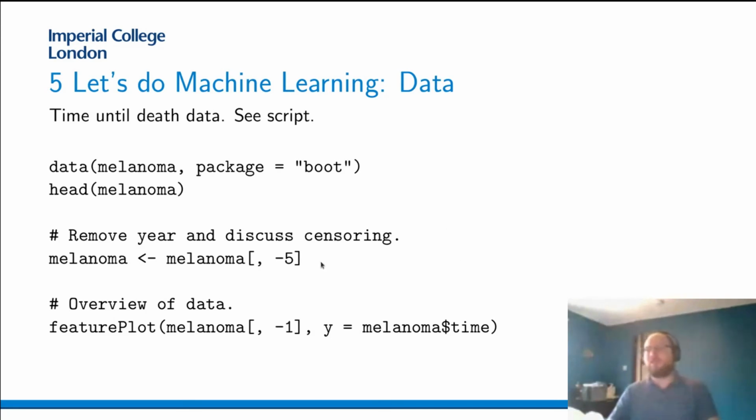But because this year column shows when they had their surgery, it ends up being very, very predictive of the time they survive. So we're just going to remove it. It makes various things in the analysis flow a bit better. Then we've got this function that gives you a nice visual summary of the data. And I think in the script as well, there's just a histogram of the time. I think it's days survival or something, and you can see it's a relatively sensible spread.